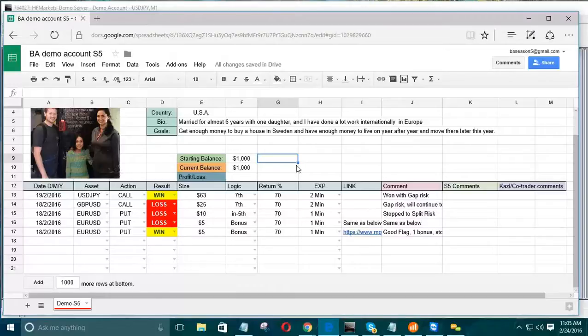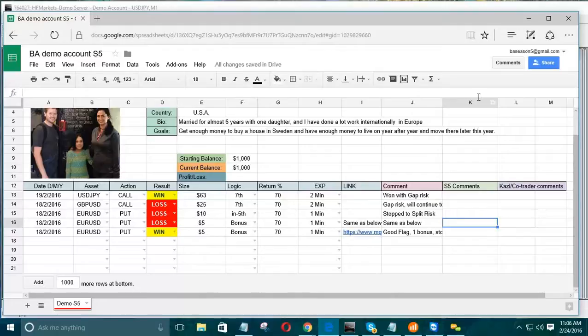But again, one of the things about all this is everybody's going to be here on these charts, and you guys can help each other. That's why we put the Season 5 comment section here too. You guys can comment on each other's trades, and then Kazi and anybody who's co-traders can come in, and previous season people, and comment on your trades as well, just to help you guys from time to time.